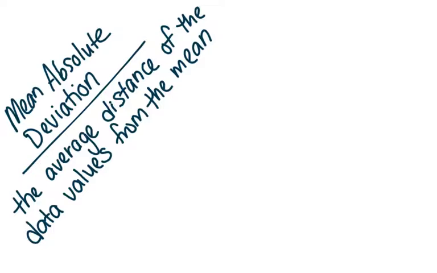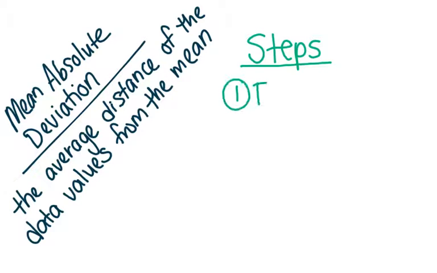Today we're talking about mean absolute deviation, which is the average distance of the data values from the mean. It sounds like it's really big and terrible, but it's actually not that bad. There are 3 simple steps. Step 1, find the mean.